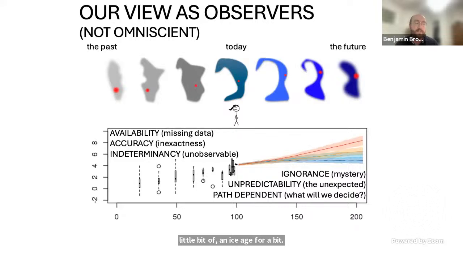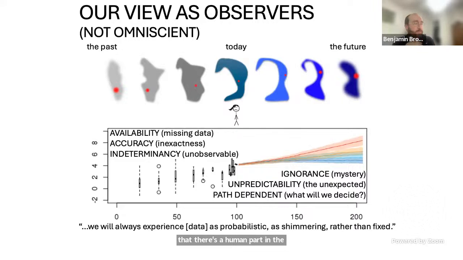And then the big one is this path dependency. We don't know what the future will be because we don't know what we're going to decide to do that'll change the atmosphere or the climate. So there's a human part in the uncertainty looking into the future.